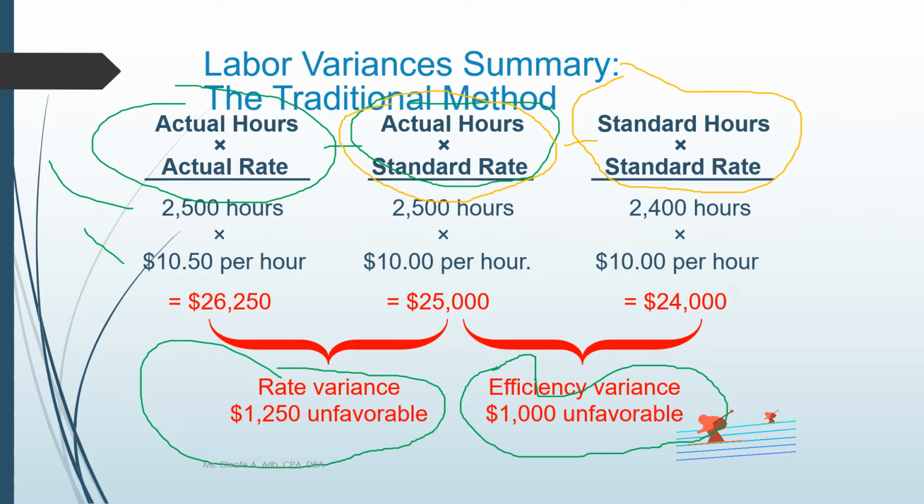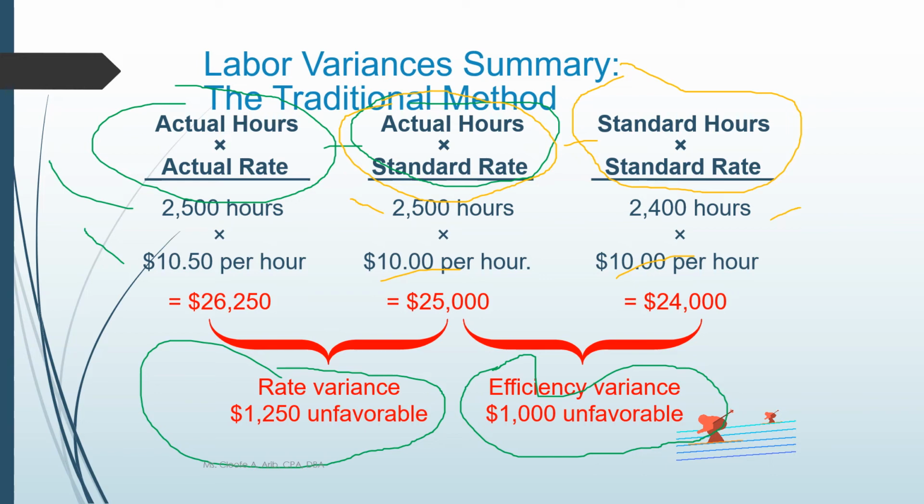We are told that the standard rate is how much? 10. And we were told from the previous slide that the actual hours used is how many? 2,500 hours, the actual hours spent for the 2,000 parkas. And your standard hours to come up with 2,000 parkas should have been how many hours? 2,400 hours. So, the difference here is 100 hours.